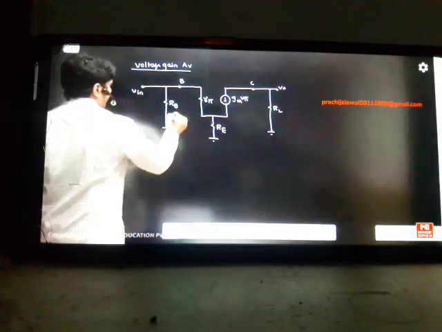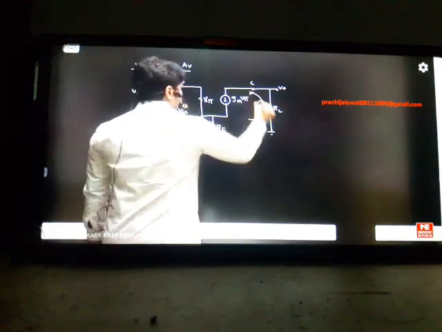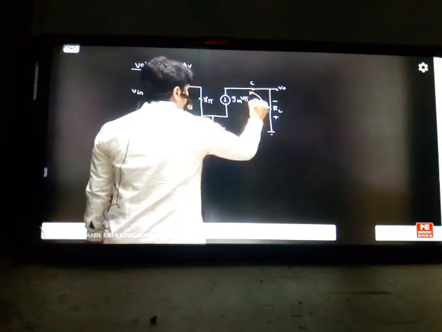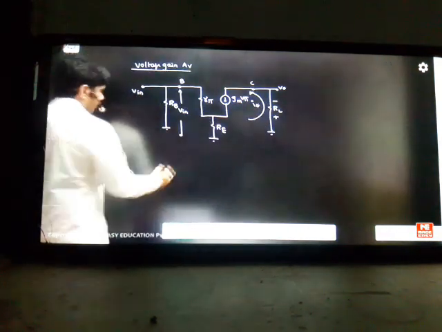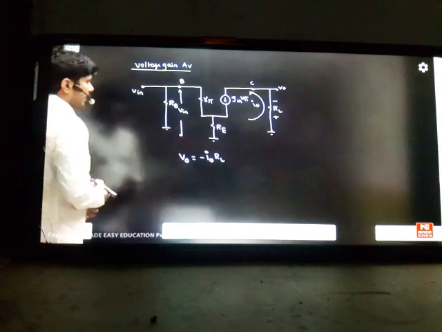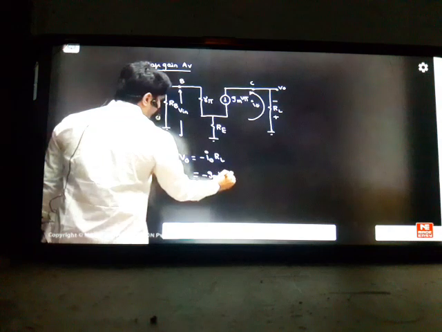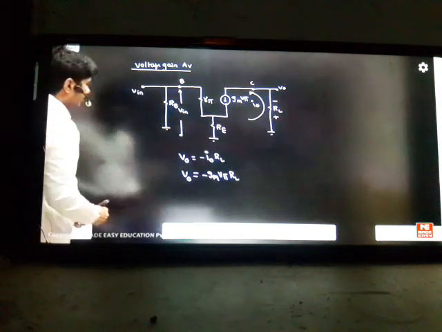Carefully see the concept now. Can I take the input from here to here? From top to bottom is input. This is your output, but this current is going in this direction, which you can say is the I naught current. So what is the output answer? Here V naught is equal to minus I naught into RL. It's a negative answer because the current is going in this direction. So minus I naught, which is gm into Vπ, into RL will become your output voltage. This is your V naught.